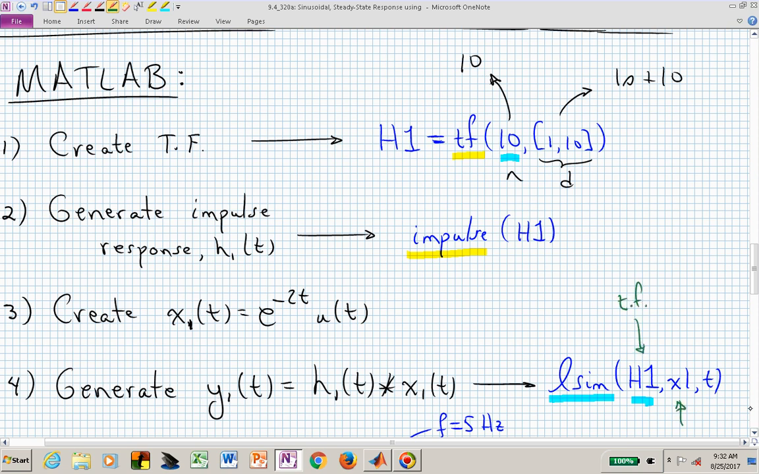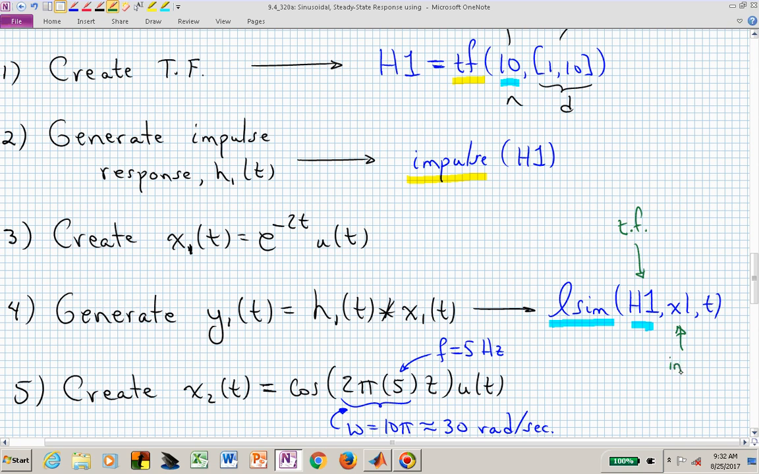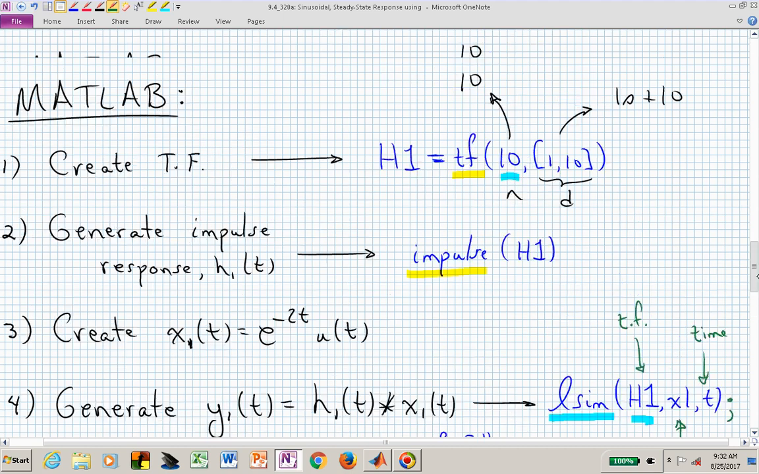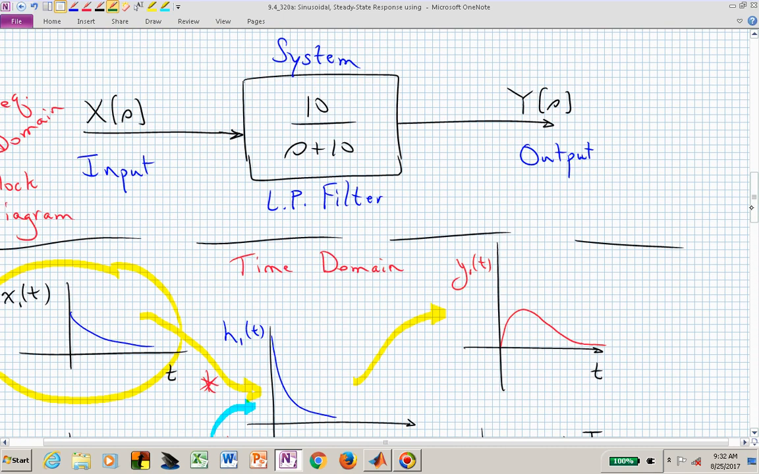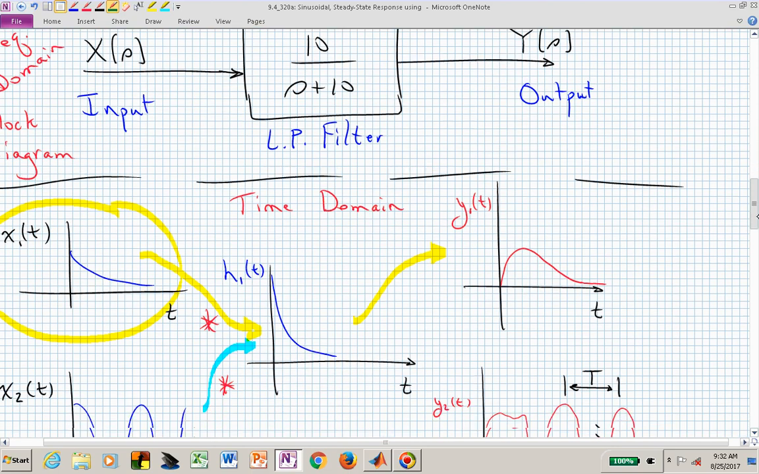Then we put in the input waveform, and we have a vector that's our time vector. With those particular inputs, if you don't want all of this data to be displayed, you might follow that with a semicolon. Then that will produce a y sub 1 of t, which we hope looks something like what we've sketched here for y sub 1 of t.